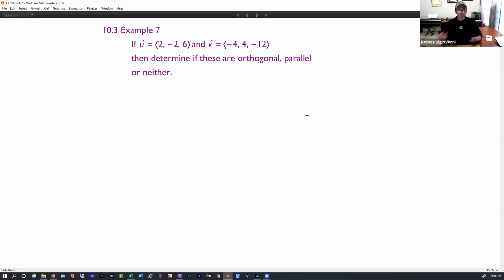I'm going to skip to this one. If U is (2, -2, 6) and V is (-4, 4, -12), determine if these two vectors are orthogonal, parallel, or neither.